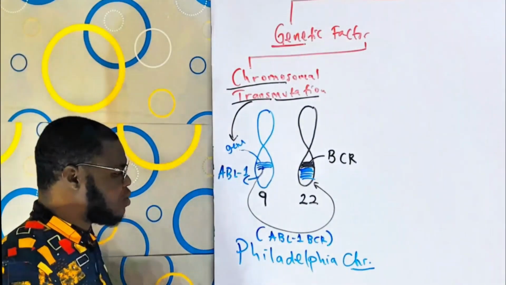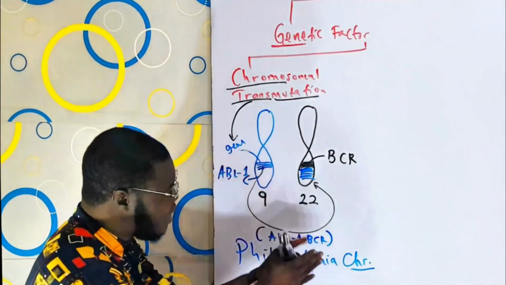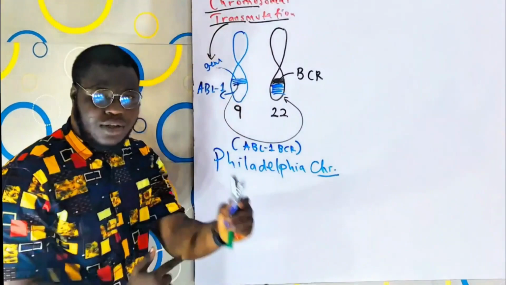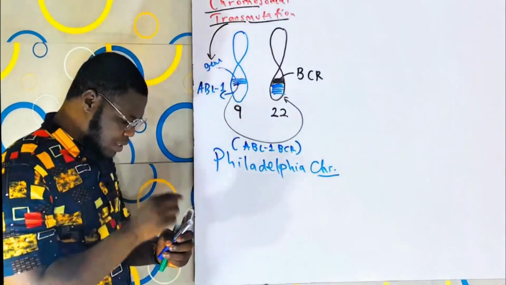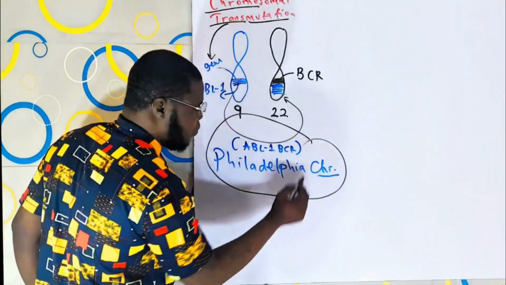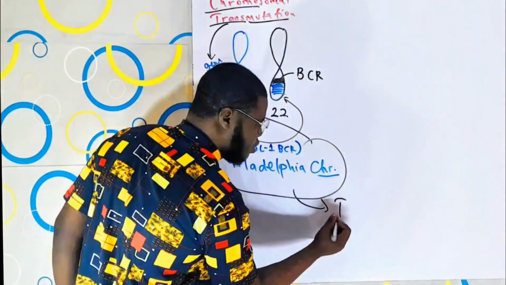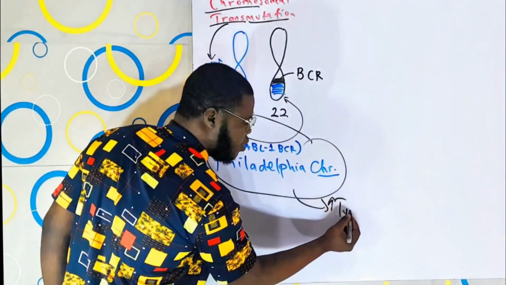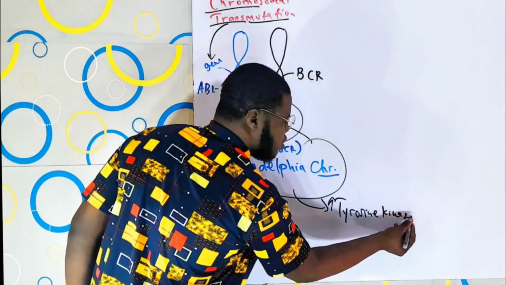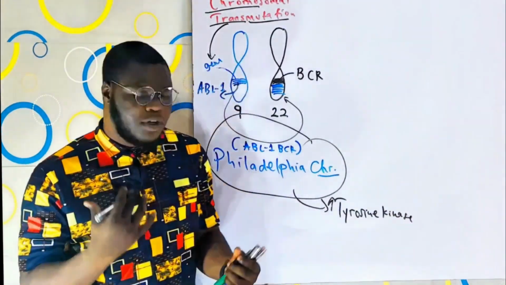And what concerns the Philadelphia chromosome with leukemia? When these two fuse together in chromosomal transmutation, they lead to the production of a kind of protein, which we call tyrosine kinase. So there's going to be an increase in the production of the protein called tyrosine kinase. And in the long run, let me just jump the gun.